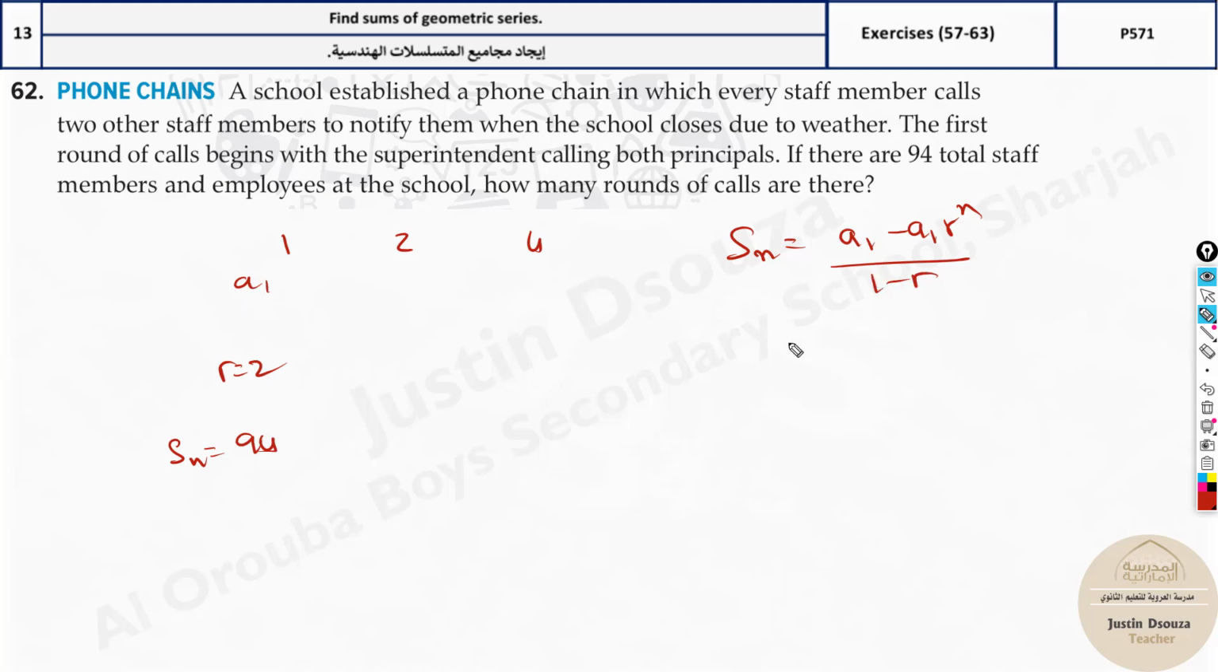See, R is found out, A is found, A1 is known. So we will substitute 1 minus 1 into R. R is how much? 2 divided by 1 minus 2. What about this N? See, there are 94 students. If you just take 94 staff, you can just do the math.